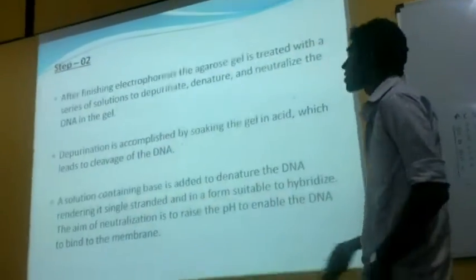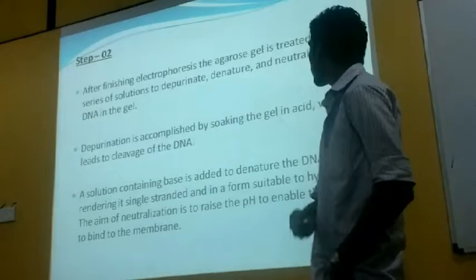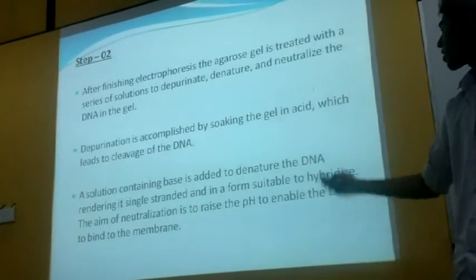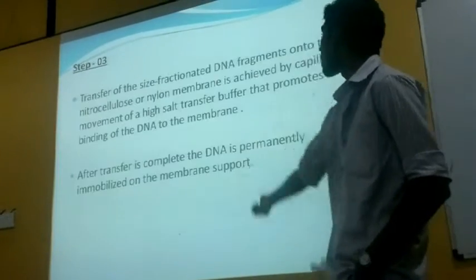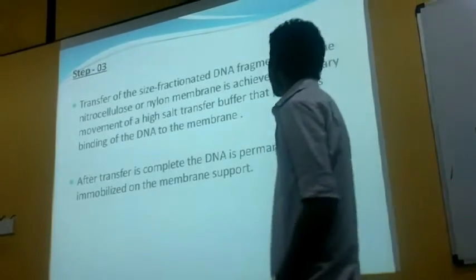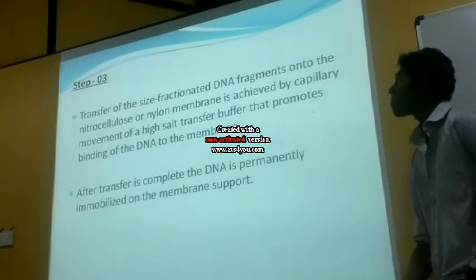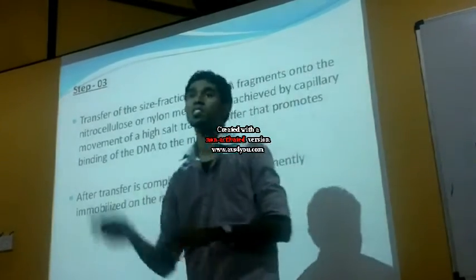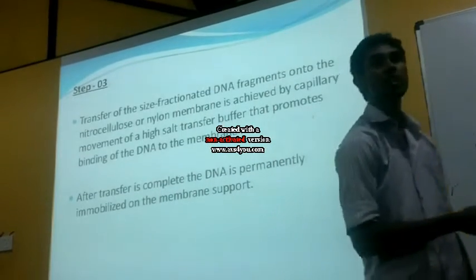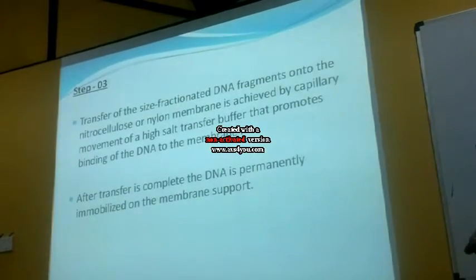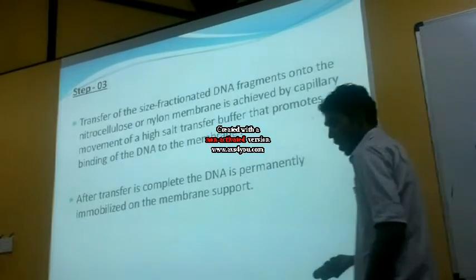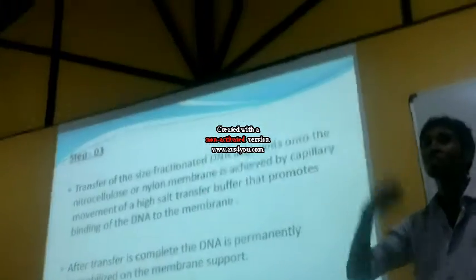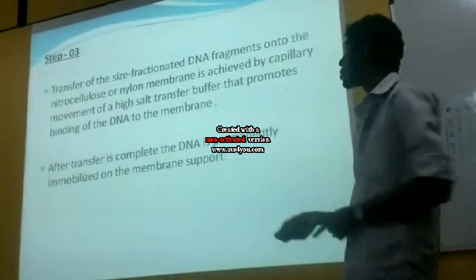I'm just giving you a briefing of the steps right now. As I said, depurination is accomplished by soaking the gel in acid, and then denaturing the DNA, and then you could understand what I meant. The third main step is the transfer of these fragments onto the nitrocellulose membrane or the nylon membrane. Usually they use the nylon membrane, because there are many disadvantages of the nitrocellulose membrane, which will be explained later.